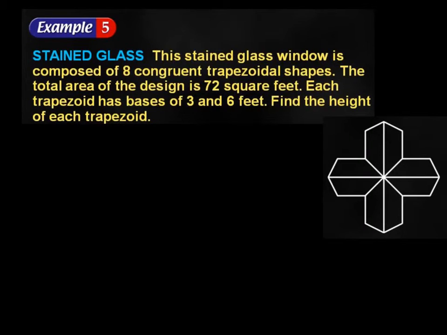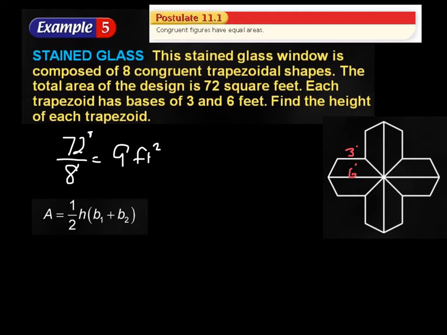The stained glass window is composed of 8 congruent trapezoidal shapes. The total area is 72 square feet. Each trapezoid has bases of 3 and 6 feet, which is always nice to label on the diagram. Find the height of the trapezoid. Okay, first I'd like to know the area of one of the trapezoids. If there are 8 of them, 72 divided by 8 is 9, and I should not have done that because it was feet squared. And we can say that because congruent figures have equal areas. I didn't think that was worth saying on its own. It's pretty obvious, as postulates should be. So the area of one of the trapezoids we found is 9.